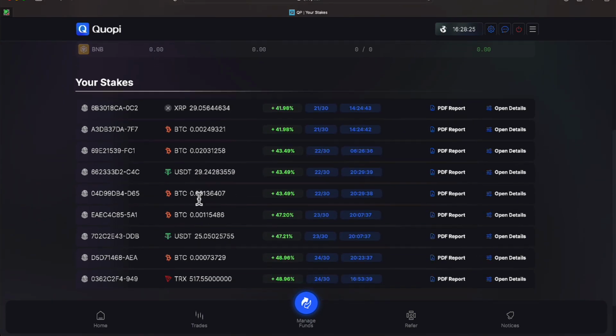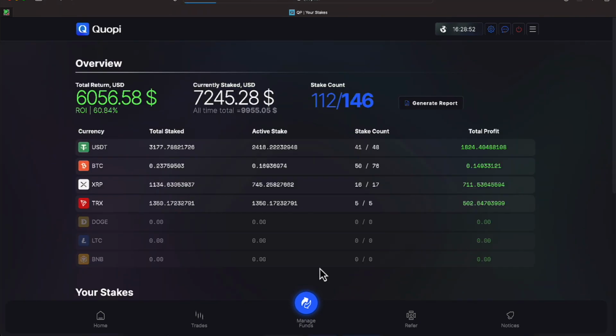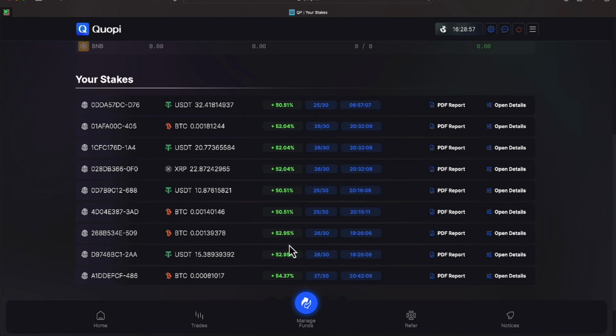On 21 trading days, Quopi has achieved a 41.98%. And on 22 trading days, Quopi has achieved a 43.49%. And on 23 trading days, Quopi has achieved a 47.21%. And on 24 trading days, Quopi has achieved a 48.96, everyone. That is an outstanding rate. And if we go to 25 days, Quopi has crossed over into the 50% range, which is very nice.